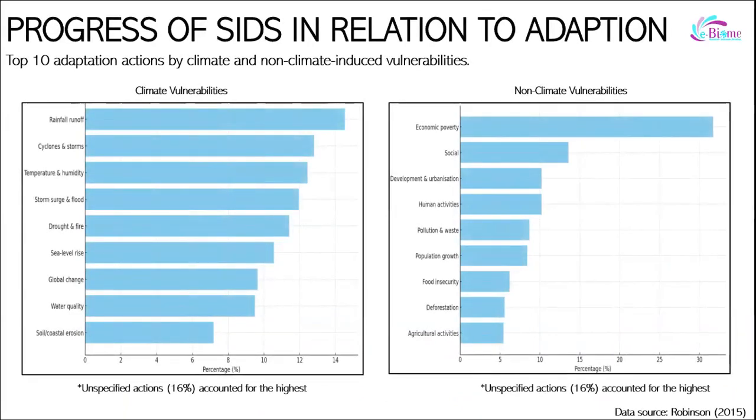Adaptation actions that were mentioned earlier can be further divided into actions related to climate vulnerabilities and non-climate vulnerabilities. As you can see on the screen, the majority of the actions geared toward reducing the effects of climate vulnerabilities are actions that are geared towards reducing hydrometeorological hazards, such as tropical cyclones and storms, storm surges, floods, droughts. For non-climate vulnerabilities, those actions are geared towards reducing economic poverty and other social issues.